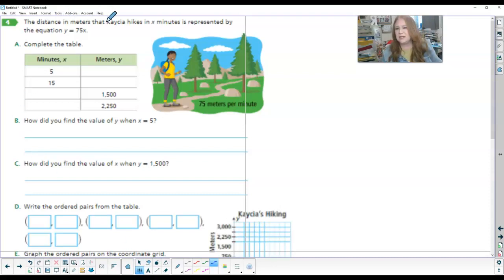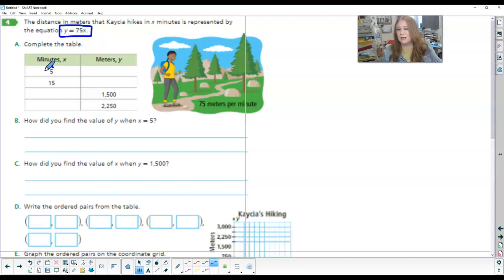So the distance in meters that Keisha hikes in X minutes is represented by this equation. X is our minutes, Y is our meters. So every time she does this, this happens. Every time she does this, this happens. And we can use this equation to give ourselves a set of repeated numbers here. Every time she goes this many minutes, she makes 75. That will give us our meters here.